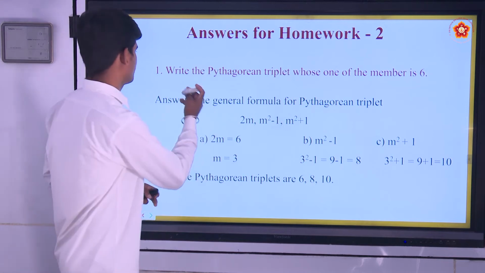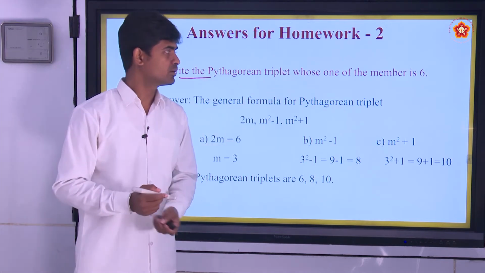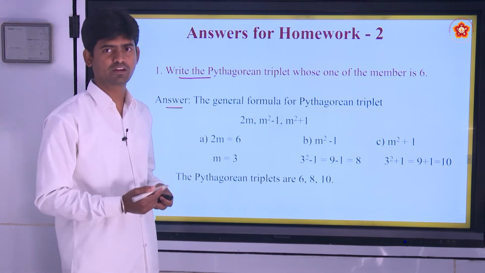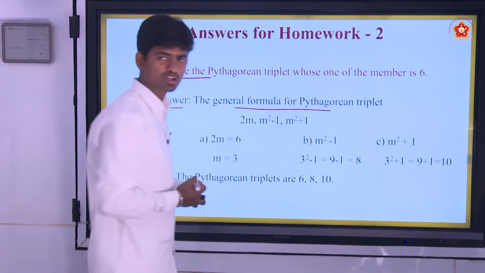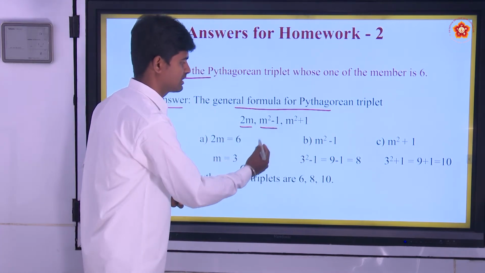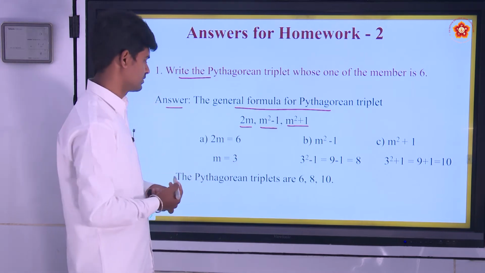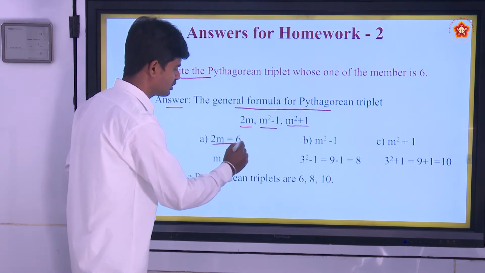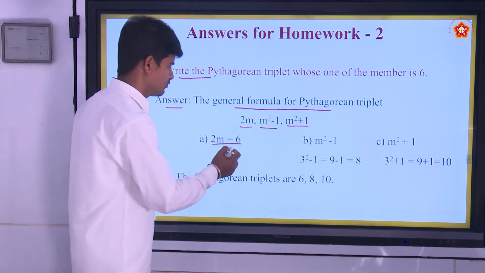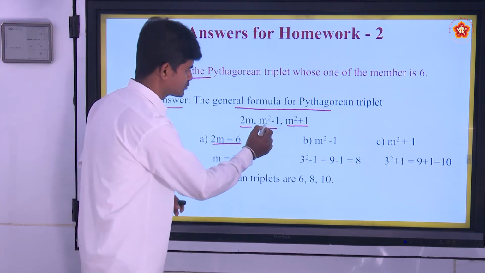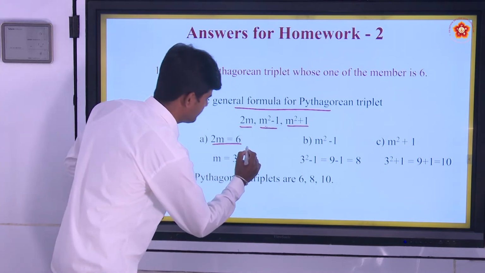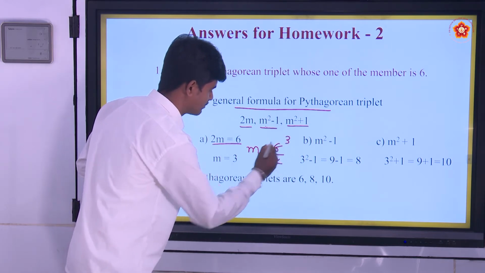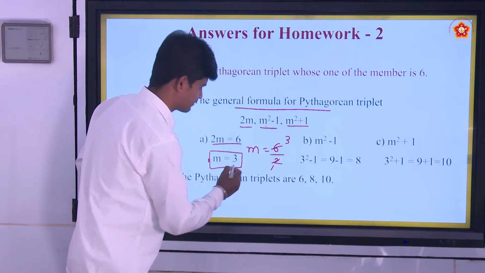Answer for that homework. First question: write the Pythagorean triplet whose one of the members is 6. You already know the general formula. The general formula for a Pythagorean triplet is 2m, m square minus 1, m square plus 1. Now one of the members is 6, so take 2m equal to 6. We have to find the value of m because we have to substitute it in this formula. So m is equal to 6 by 2, that is m equal to 3.